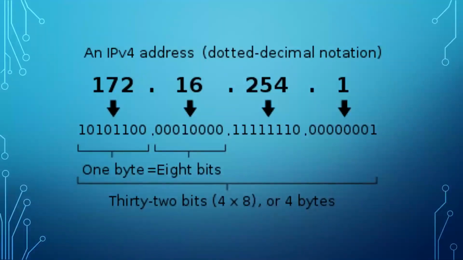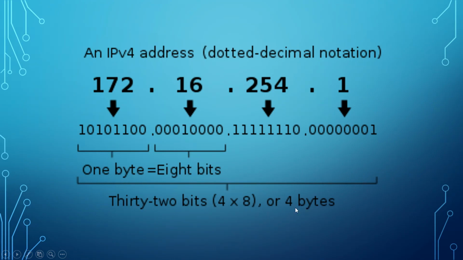For example, let me show you how it is a 32-bit system. This is an IP address version 4. If we convert this, it is represented in decimal number system. If we convert this into binary number system, we get 8 digits in each group, zeros and ones. So we have 4 groups, and 4 times 8 is equal to 32. So we can say that it is a 32-bit system, and 8 bits is equal to 1 byte.